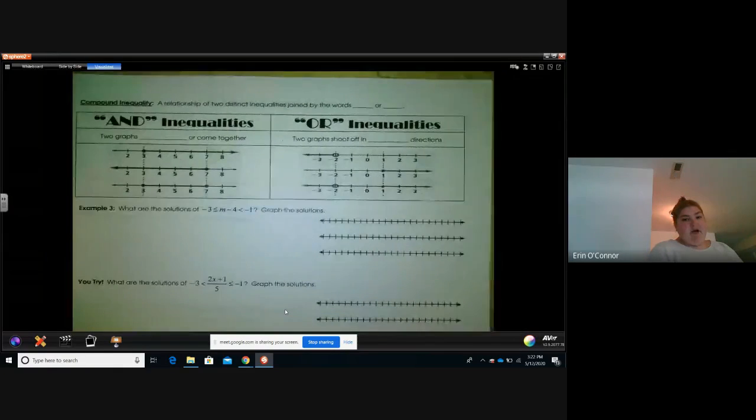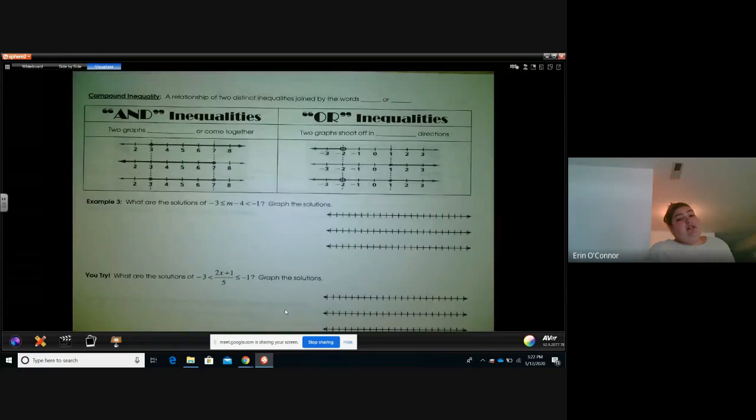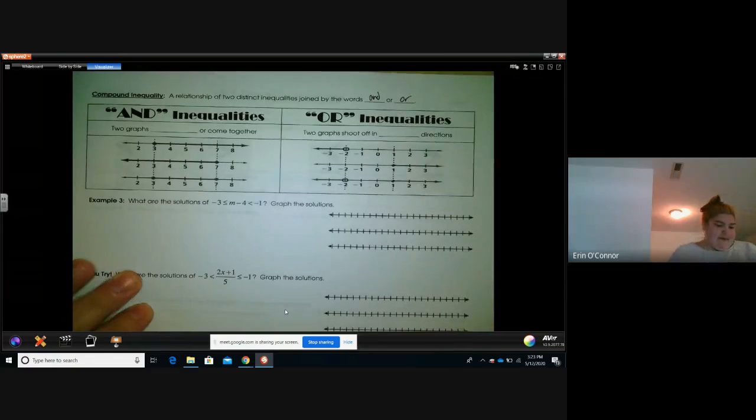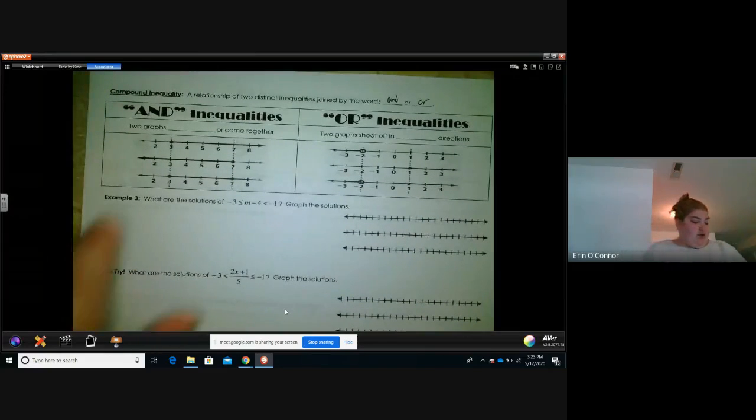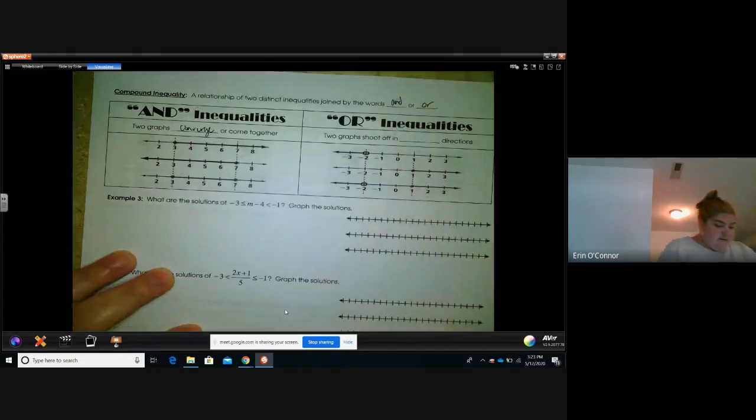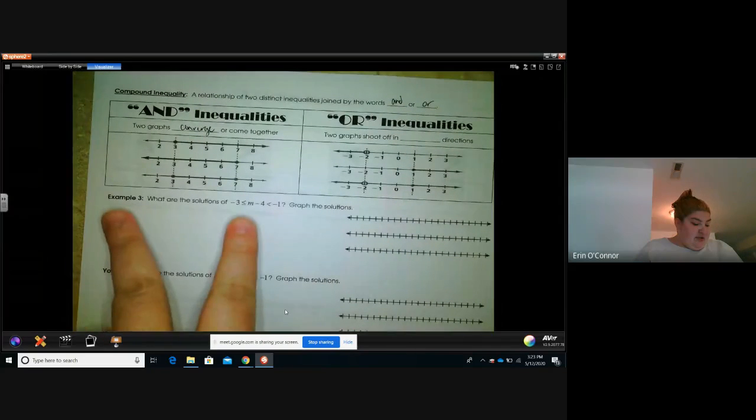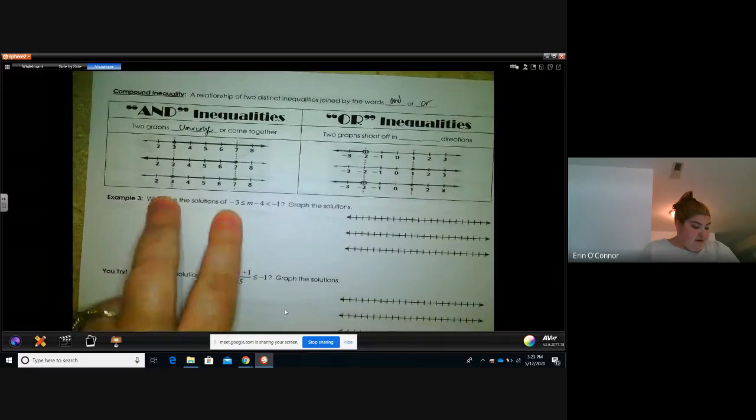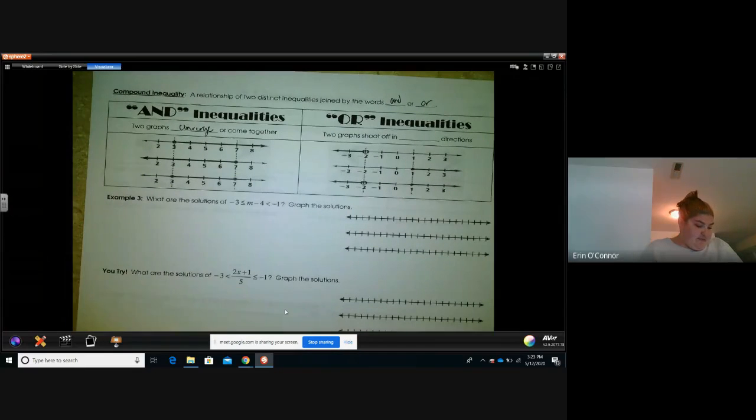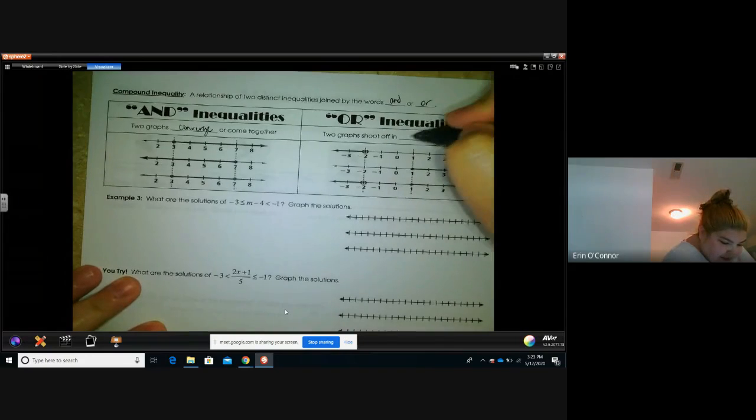So sometimes you're going to have compound inequalities, a relationship of two distinct inequalities joined by the words and, or. And inequalities are two graphs that converge or come together, so their answers are going to come together, or they're going to go off in one direction. Two graphs shoot off in different directions.